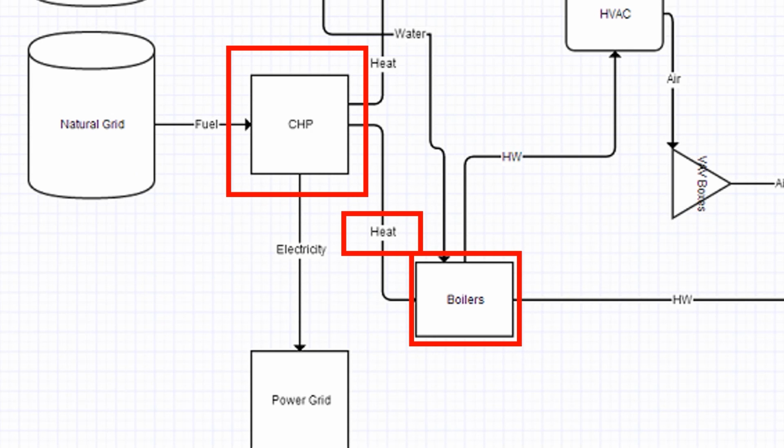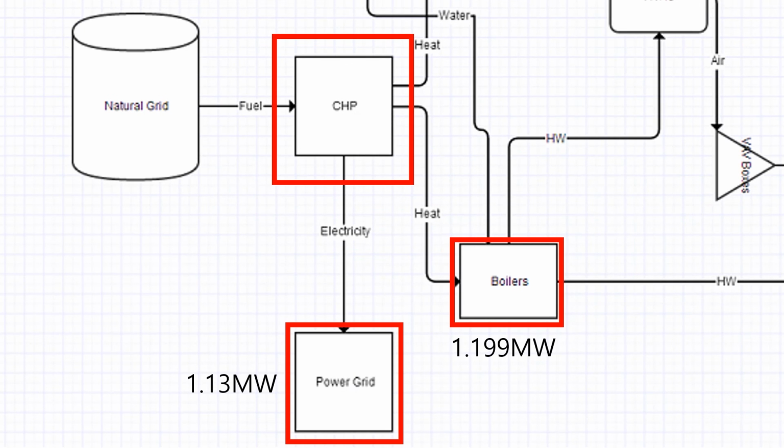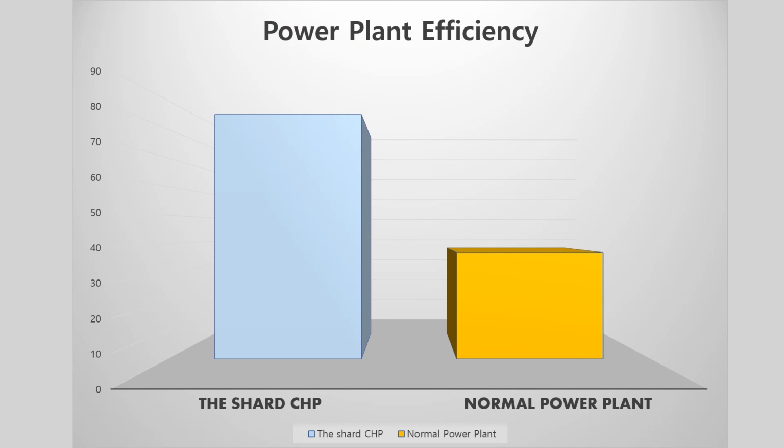But in TheShard, CHP generates electricity for the building and eliminates much of the need to heat, such as hot water and heating the building by using waste heat. CHP offers 1.13 MW of electricity and nearly 1.2 MW of heat. Efficiency is 85% total and 41% electrical. It is very efficient generator. Normal power plant efficiency is 33 to 48%.